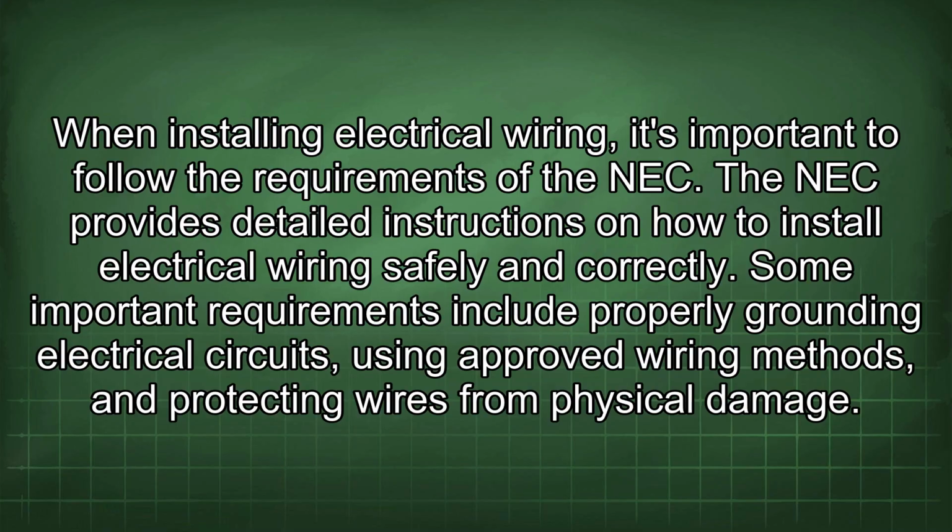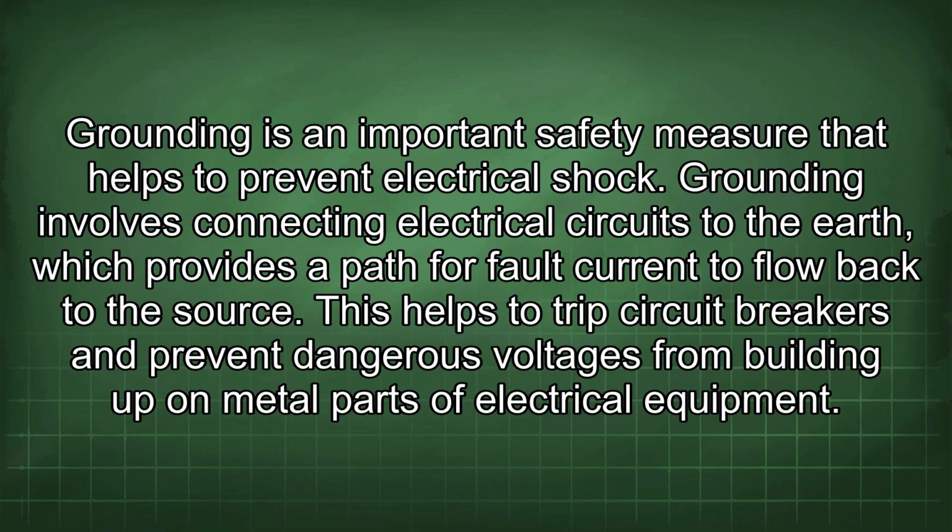When installing electrical wiring, it's important to follow the requirements of the NEC. The NEC provides detailed instructions on how to install electrical wiring safely and correctly. Some important requirements include properly grounding electrical circuits, using approved wiring methods, and protecting wires from physical damage. Grounding is an important safety measure that helps to prevent electrical shock. Grounding involves connecting electrical circuits to the earth, which provides a path for fault current to flow back to the source. This helps to trip circuit breakers and prevent dangerous voltages from building up on metal parts of electrical equipment.